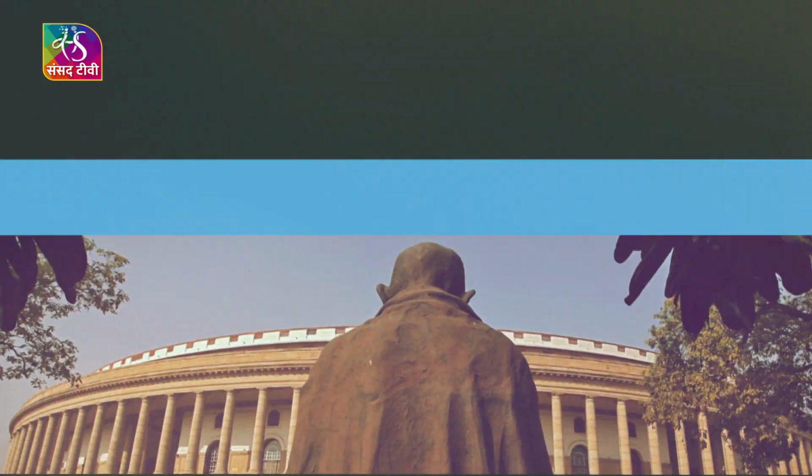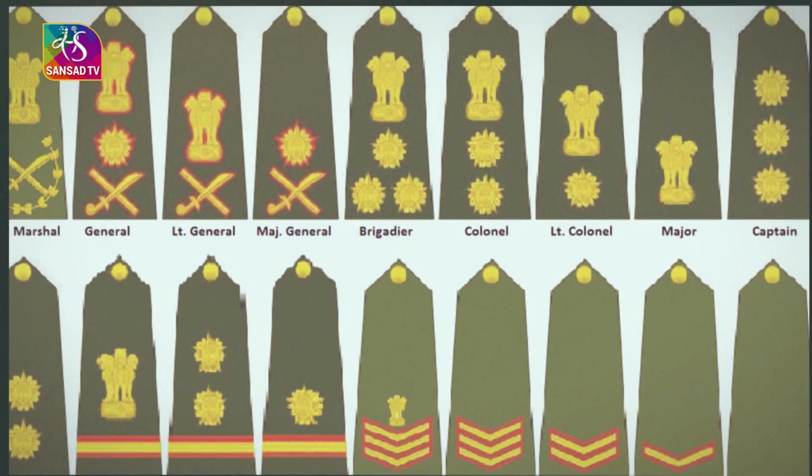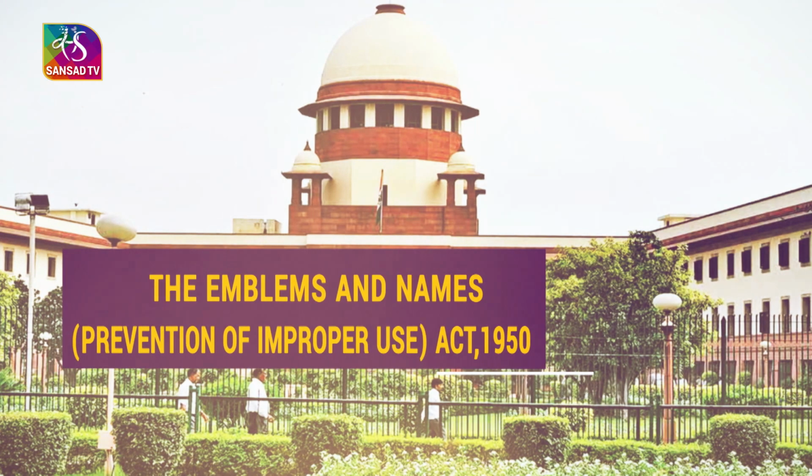You're watching our special show on selective landmark laws legislated during our journey of 75 years of independence. Today we are discussing a significant law, the Emblems and Names Prevention of Improper Use Act 1950. There have been some landmark judgments in respect of this act, and we want our viewers to learn about the same, but only after glancing through the parliament journey of this act.